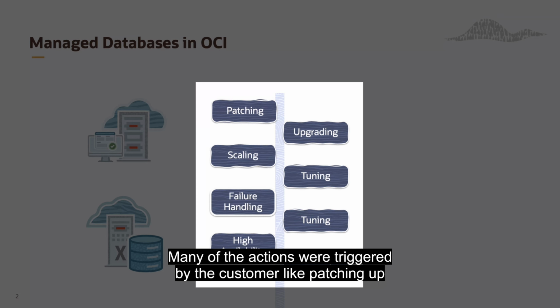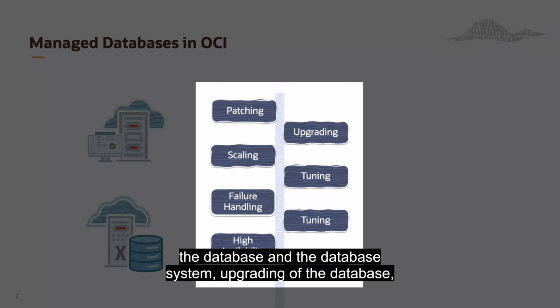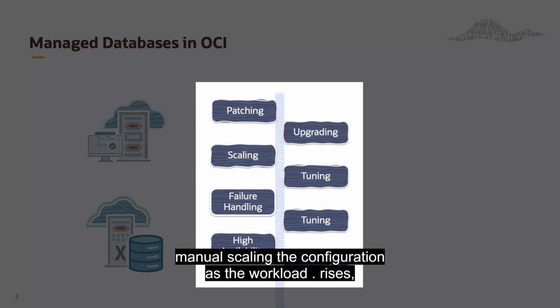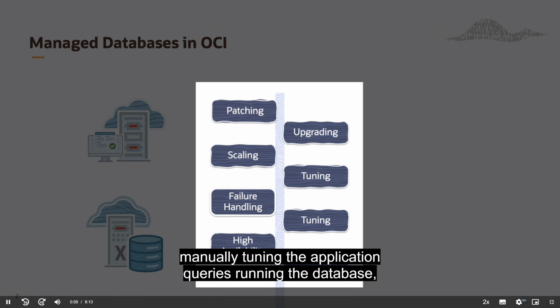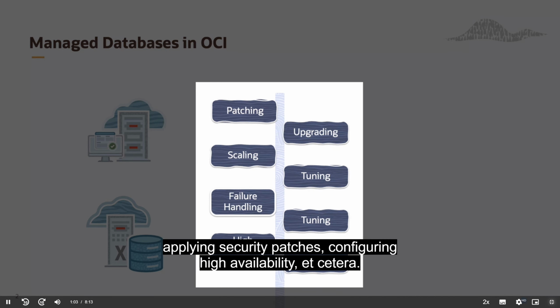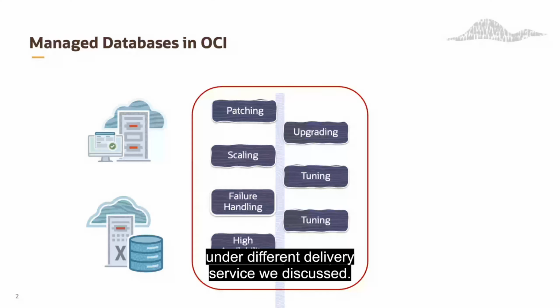Many of the actions were triggered by the customer, like patching the database and the database system, upgrading the database, manually scaling the configuration as the workload demand rises, manually tuning the application queries running on the database, handling database failure scenarios, handling security, applying security patches, configuring high availability, etc. So these are the actions you would be performing as a customer on the different database services we discussed.